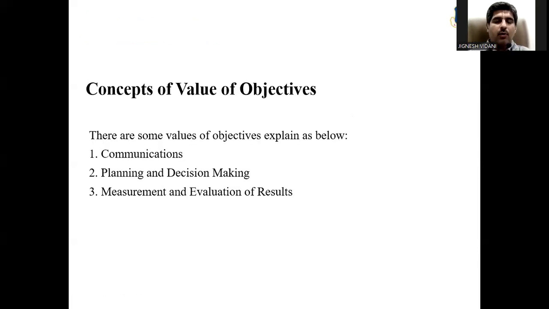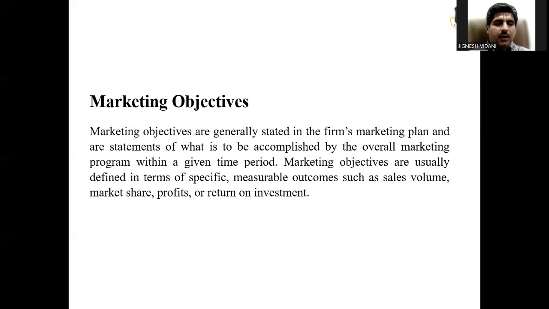Concept of value of objectives. There are some value of objectives which are explained as below. First is communication. Second, planning and decision making. Third, measurement and evaluation of results.